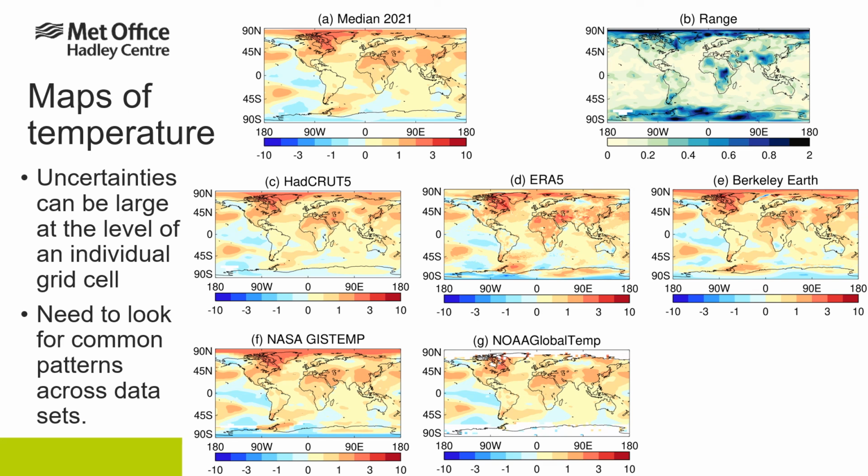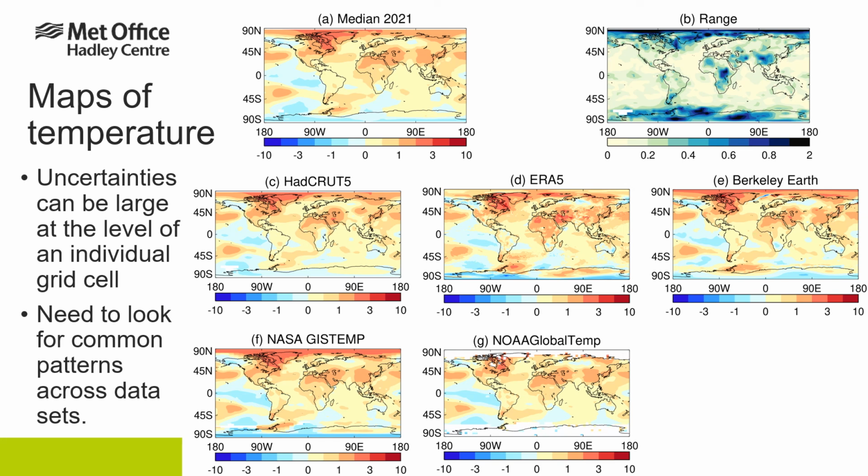And the way we've dealt with this in the State of the Global Climate Report this year is to use a median of those data sets to get a consensus about what the temperature anomaly is from the data sets that we have, and also to look at the range. The range is going to give us some idea of the uncertainty again, as we did with the time series, so we can do with the maps.